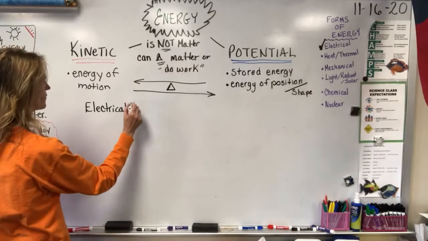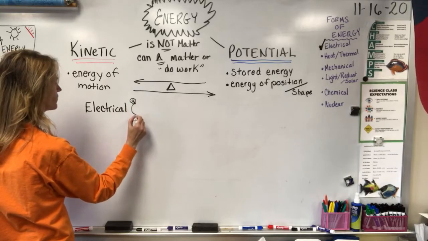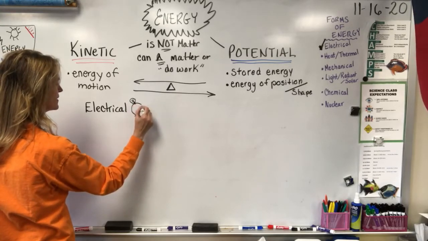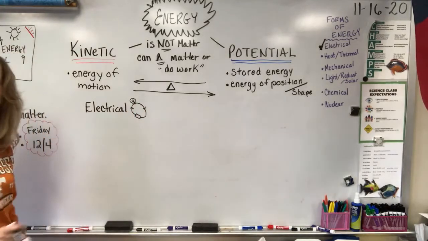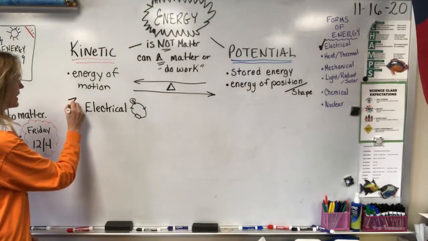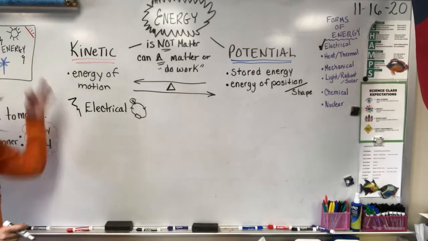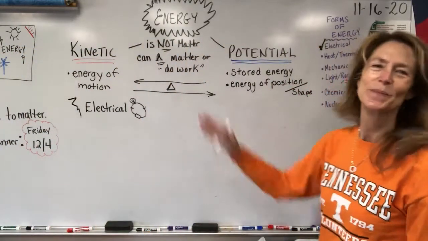I'm just going to draw for fun here a little circuit so I kind of remember about how electricity flows around my circuit, which reminds me that it's moving. I always put those little arrows to show that. And even lightning, right? That's electrical energy, and it's moving if you've ever seen a lightning strike. So electrical is kinetic.